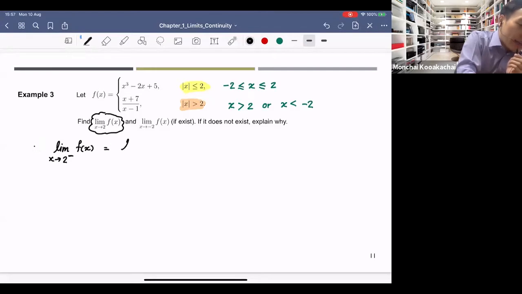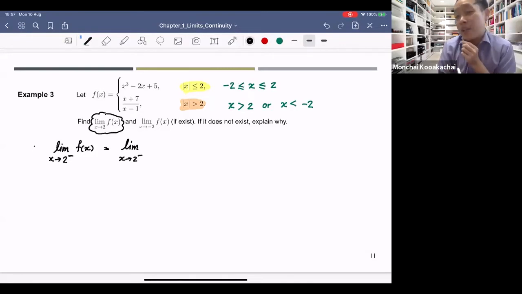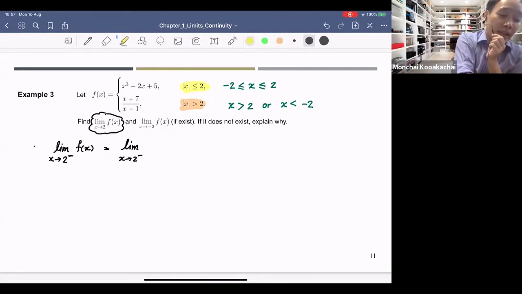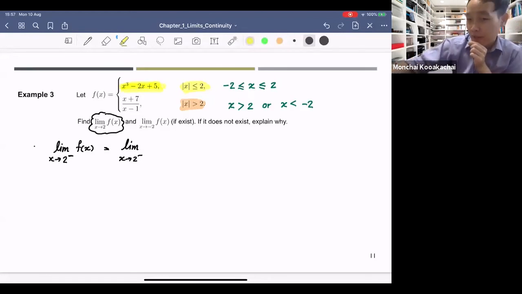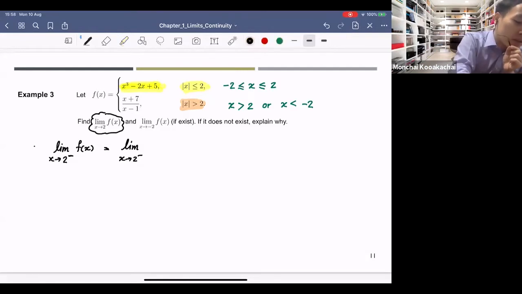So what I did is replace the function that I use. When x approaches 2 from the left, that means x less than 2. The function we're going to use is the function that I highlighted in yellow, because when x approaches 2 from the left, x gets closer to 1.99, 1.999, 1.99999. So this is going to be x cubed minus 2x plus 5.